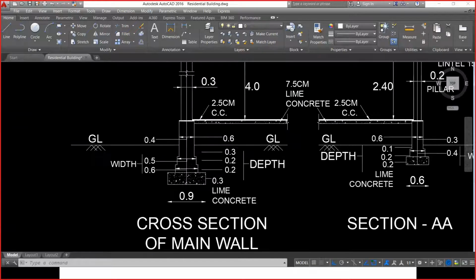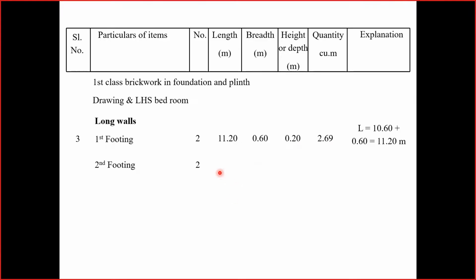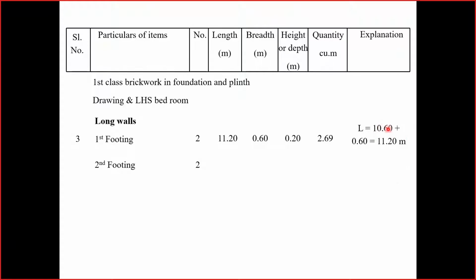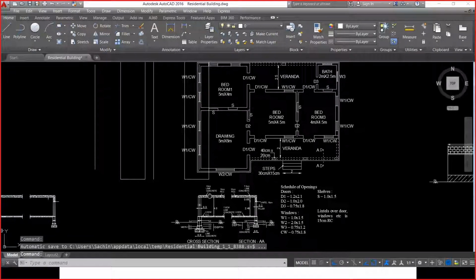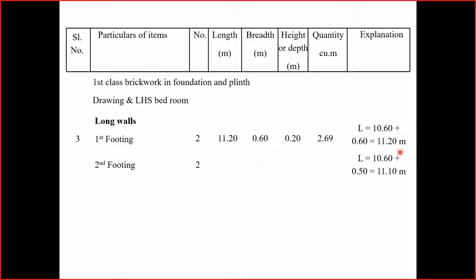So now numbers remain the same. The number of long walls is total two. In order to do the calculation of length, 10.6 is the center to center distance plus 0.5 meter. Why I'm considering 0.5 meter is because the width of the second footing is 0.5 meter. So plus 0.5 by 2 plus 0.5 by 2 on either side will get us a total value of 0.5 meter, and the length value is 11.1 meters.